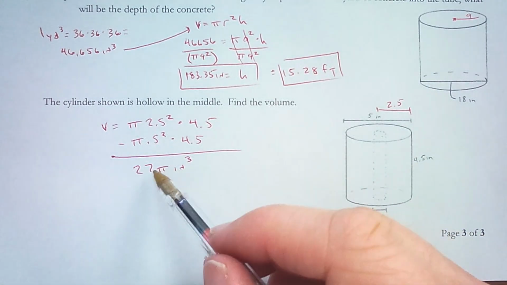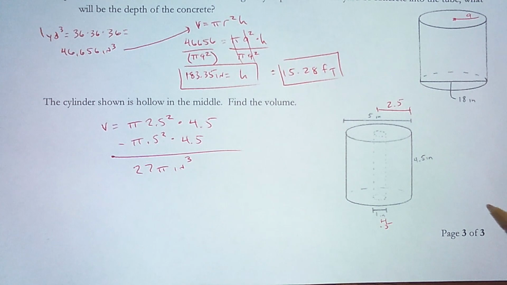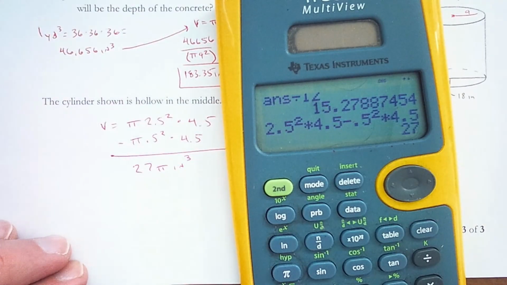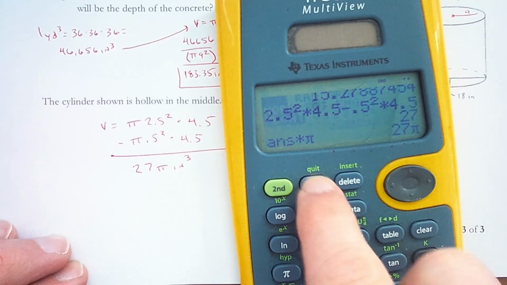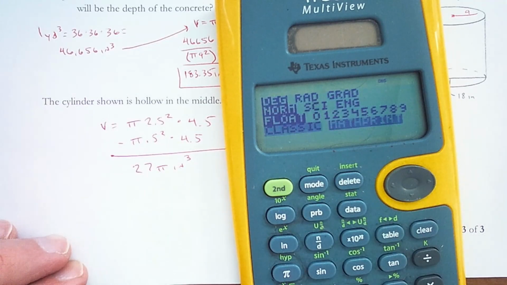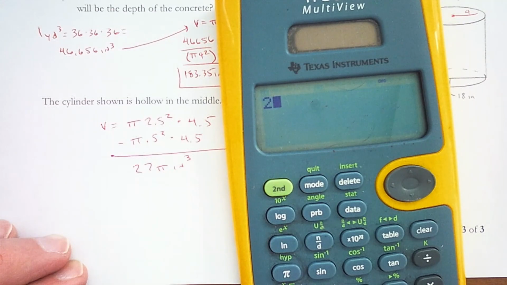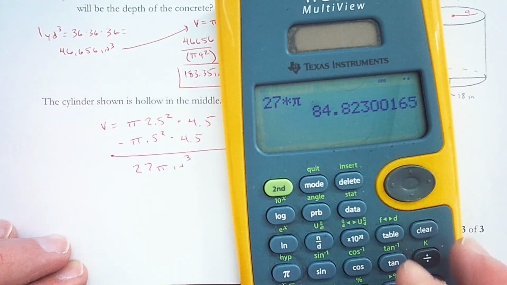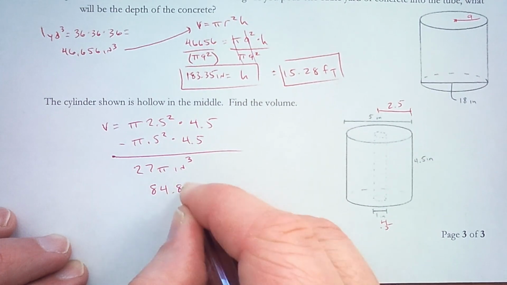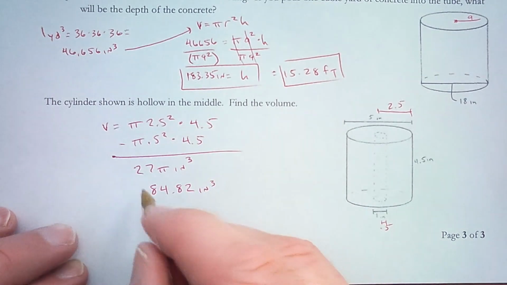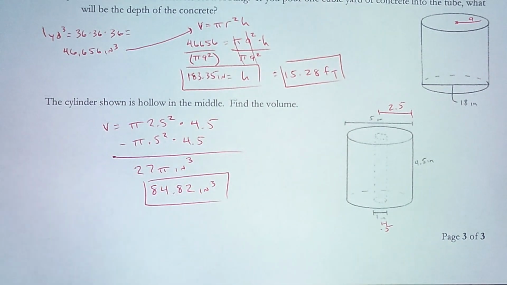Now I like to give exact answers, but when I'm dealing with something that's a real-world object, that's when I give approximate answers. So I'm going to go ahead and multiply that by pi. I'm in a mode that gives me 27 pi, so I'll change my mode to classic and multiply 27 times pi and get 84.82. So it's 84.82 cubic inches of toilet paper on the roll.